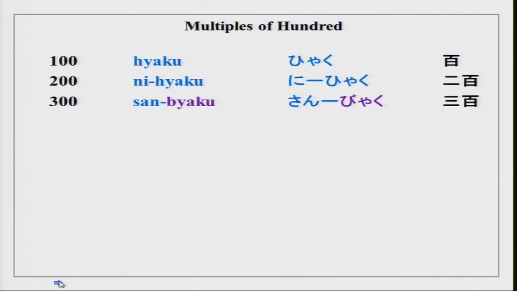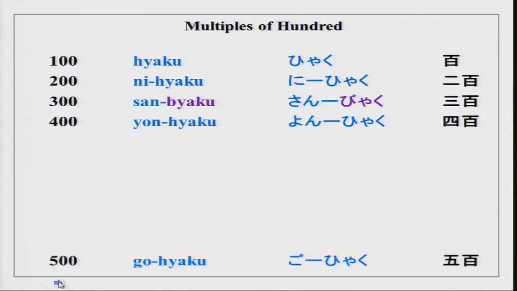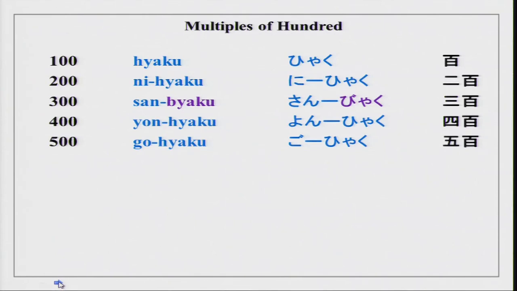And then we have sambyaku, and you will notice the reading for hyaku, which is 100, changes to byaku. So far we have two readings for 100, one is hyaku and one is byaku. Now, let us see what is there. Well, we have 400, 500, and then again you will notice that the reading has changed to pyaku. Hyaku, byaku and pyaku. So now you will notice that we have three readings for 100. You have to keep in mind where to use hyaku, where to use byaku and where to use pyaku.